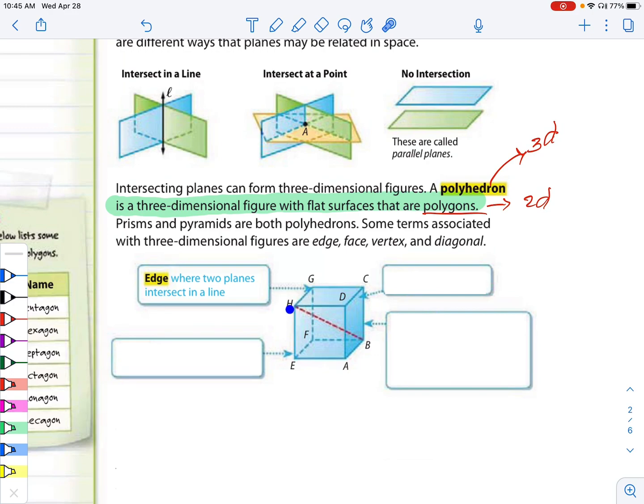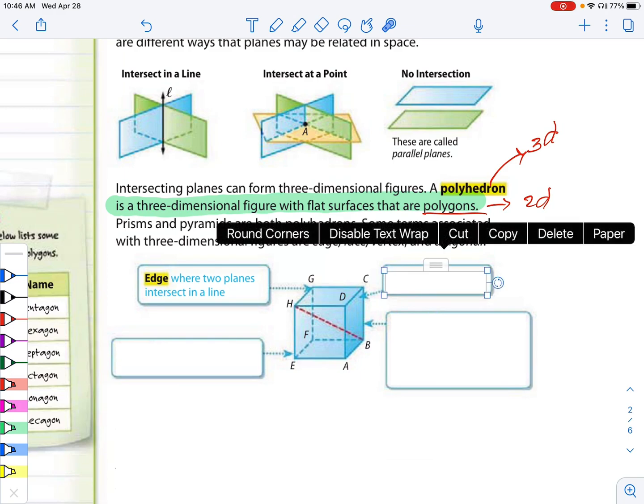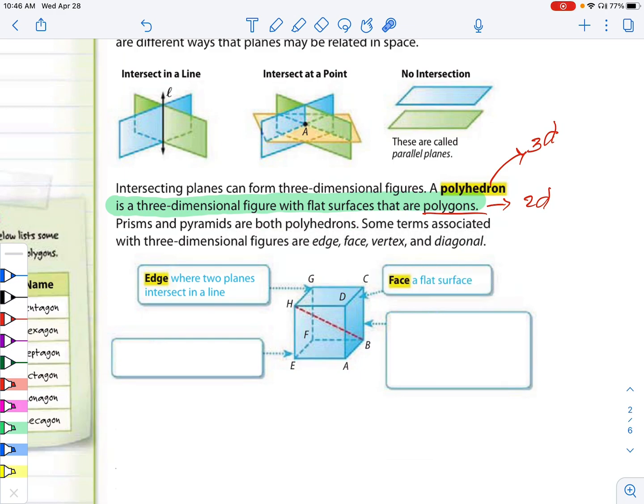So these are the edges. Let's say you have this plane, and these are the edges because these are the planes that intersect at that line, very similar to what we talked about here. So these are the edges of our prism. Next thing we're going to talk about is what we call a face. A face is a flat surface. This is a face of our polyhedron or our prism.